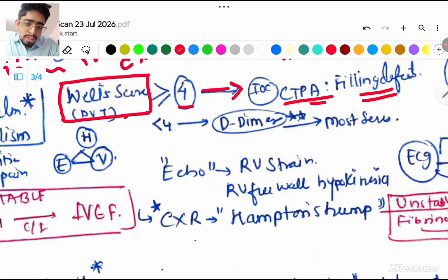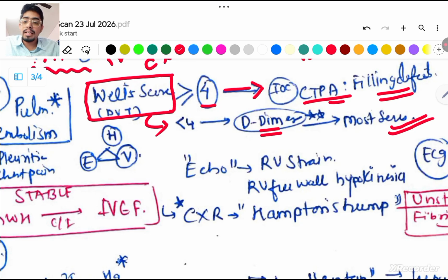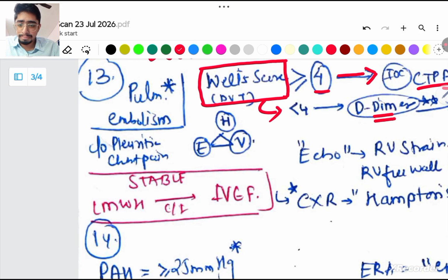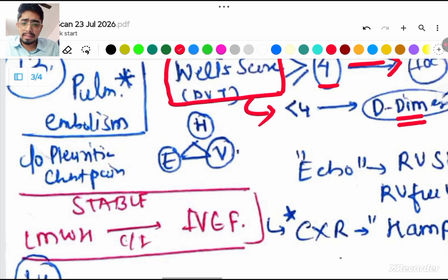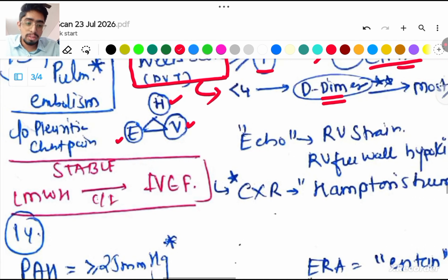If the Wells score is less than 4, you will think that it may or may not be pulmonary embolism, and you will go ahead and do a D-dimer, which is the most sensitive test for pulmonary embolism or DVT. If the D-dimer is negative, DVT or PE has definitely been ruled out. Now, there is Virchow's triad: hypercoagulability, vascular stasis, and endothelial damage. This is your Virchow's triad. You need to remember this.